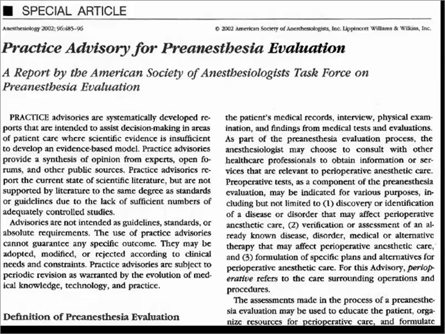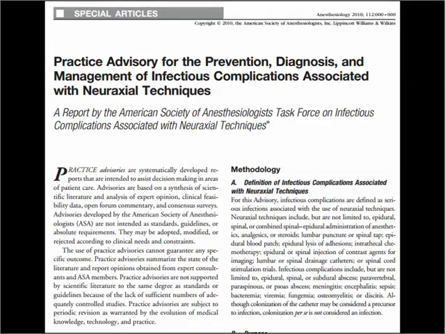So these are the kinds of things that are in these documents from the ASA that you really need to be aware of. You don't need to have every document memorized by any means, but you need to be aware that these are there, and you need to be able to get them and look at them when it's relevant. Here's one that's relatively new about infections associated with epidurals and spinals.